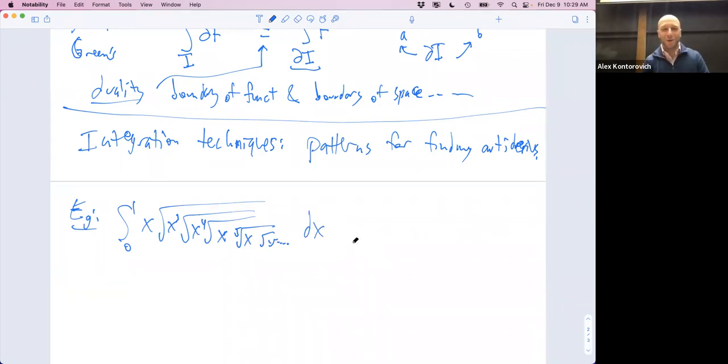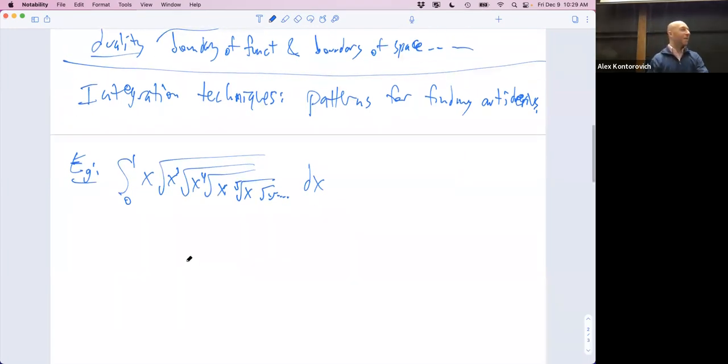This is something that might blow your mind, but in fact, it's something we can very easily evaluate already using the techniques that we have. So this is an integral. I have an x to the 1 times a root x. That 3 is for the cube root. It's not an x cubed. This looks like an x to the 4. It's an x and then a 4th root and then a 5th root and a 6th root and so on.